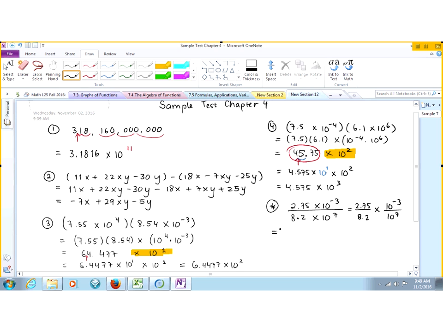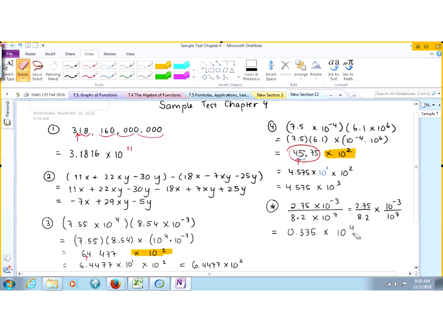Alright, so what is this? 2.75 divided by 8.2, that is 0.335. So let's just use 3 decimals, or 4, it doesn't matter. We don't have to write all of these. It's just 3 or 4. So 0.335. Okay, good. Now, what do we do with the powers of 10? Subtract? Why do we subtract? Because we divide two numbers with the same base, right? So we subtract. So what is negative 3 minus 7?